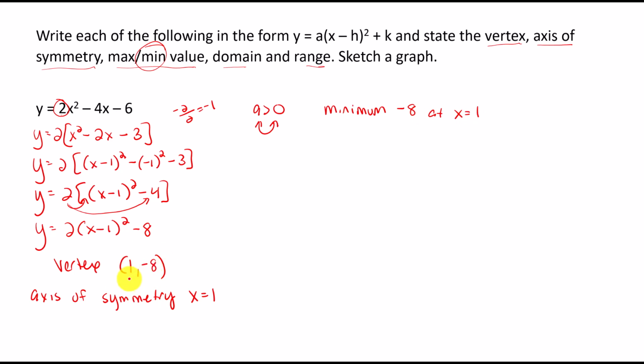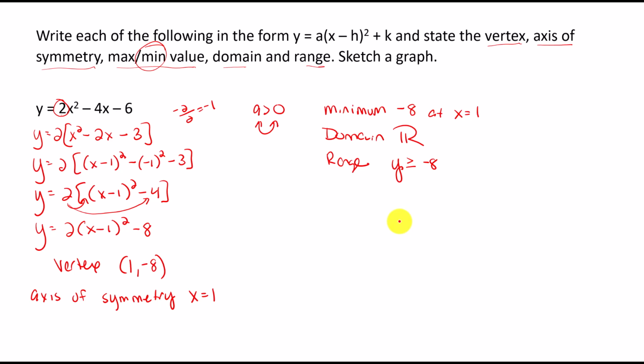Okay? And domain we should know because the domain for all quadratics is all real numbers. And then the range. For the range, it's always going to be y, and it's going to be the y value of my vertex. I just have to identify, is it greater than or equal to or less than or equal to? And that's based on this. So if a is greater than 0 and I know my graph opens up, I know that my range is going to be greater than or equal to.